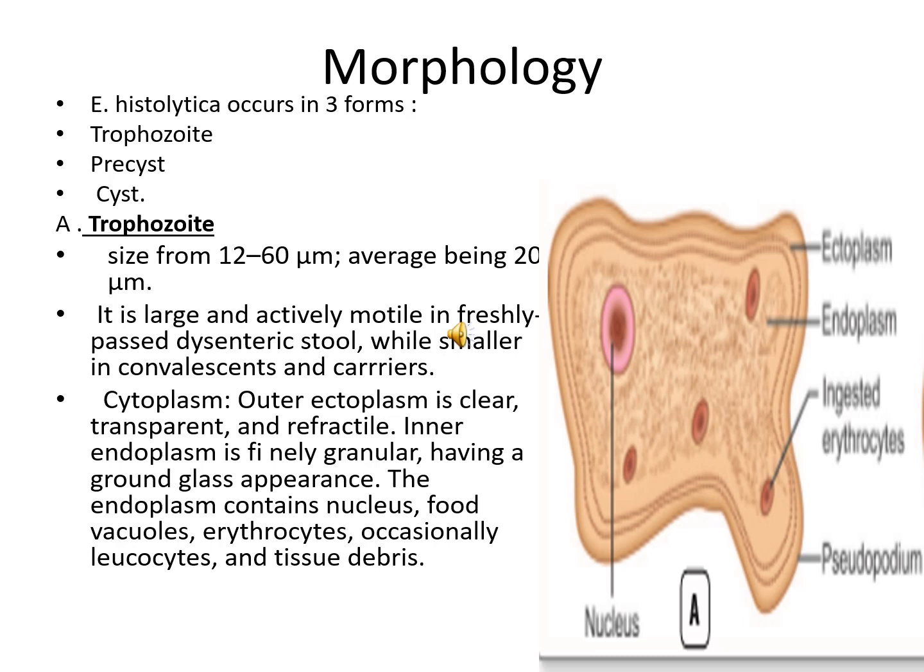In the cytoplasm, it has an outer ectoplasm which is transparent. The inner endoplasm is finely granular, having a ground glass appearance. It has a single nucleus, food vacuoles, erythrocytes, occasionally leukocytes, and tissue debris. So this is the morphology of the trophozoite.